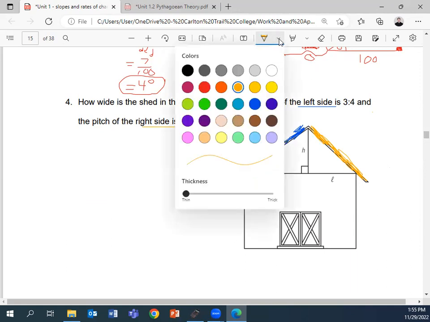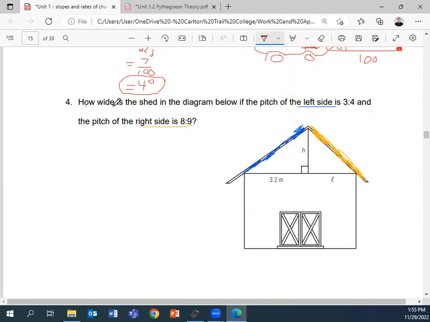The main question it's asking us is, how wide is the shed? This line at the very bottom. Well, the shed is 3.2 meters plus L meters wide. We just don't know what L is. That's what it's asking us. If we know how big that is, I know how wide the shed is. I just have to add those two numbers. But how I'm going to get to that is going to be a little tricky here. Let me scroll down.